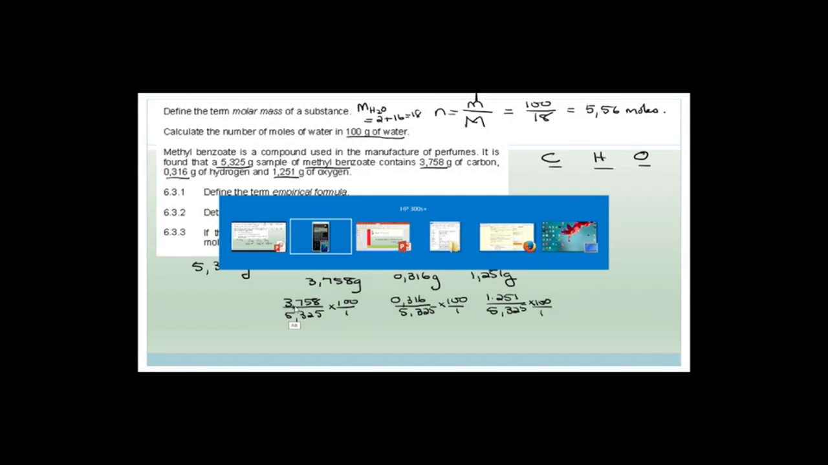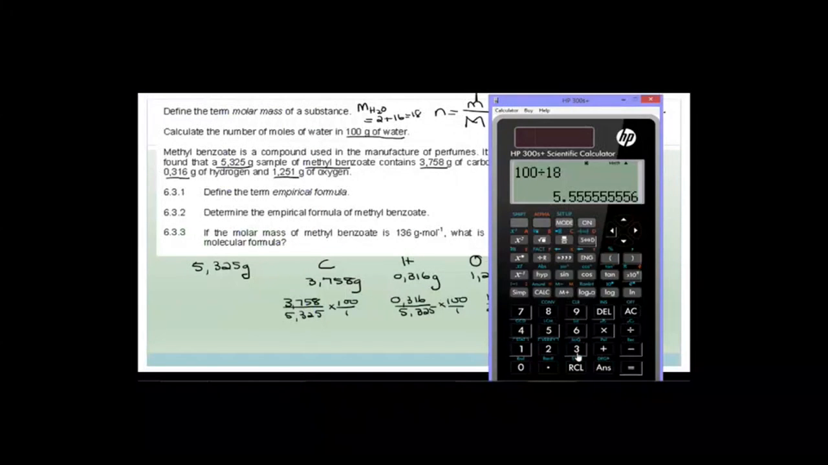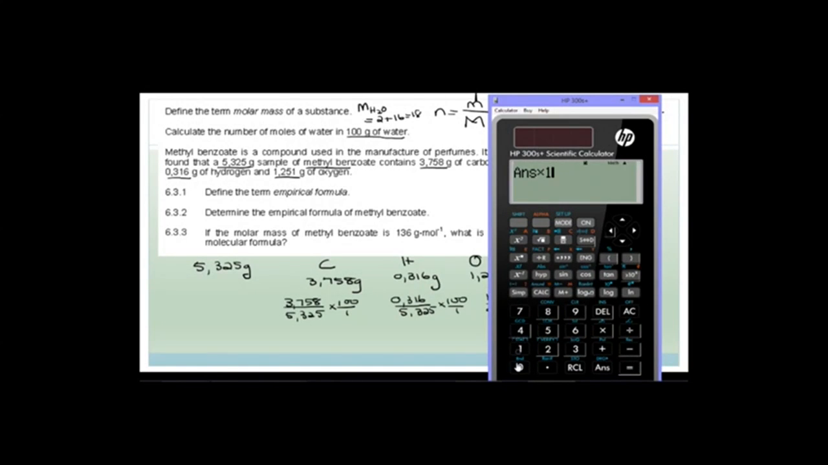So we're going to take this 3.758, we're going to divide it by 5.325 and times it by 100 over 1. We're going to take 0.316 over 5.325 and times by 100 over 1. And we're going to take 1.251 over 5.325 and times by 100 over 1. So we're going to find the percentages of each of these, and then we're going to write it up here because we're running out of space. Okay, so let's work out the percentages. So we've got 3.758 divided by 5.325 times by 100, so that's 70.57%. So 70.57% of the compound is made of carbon.